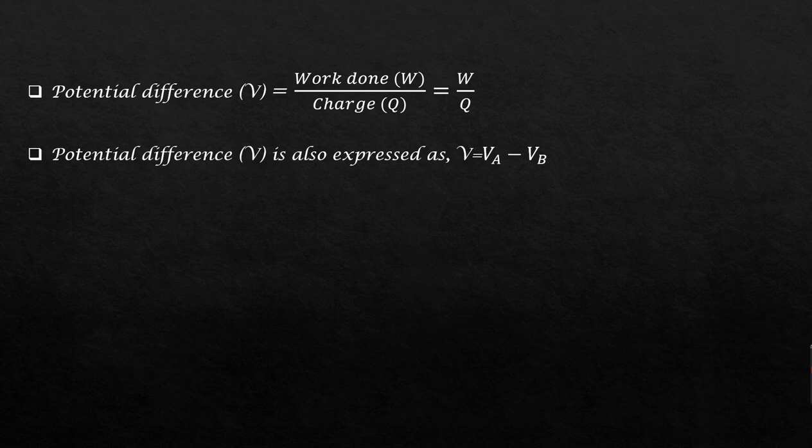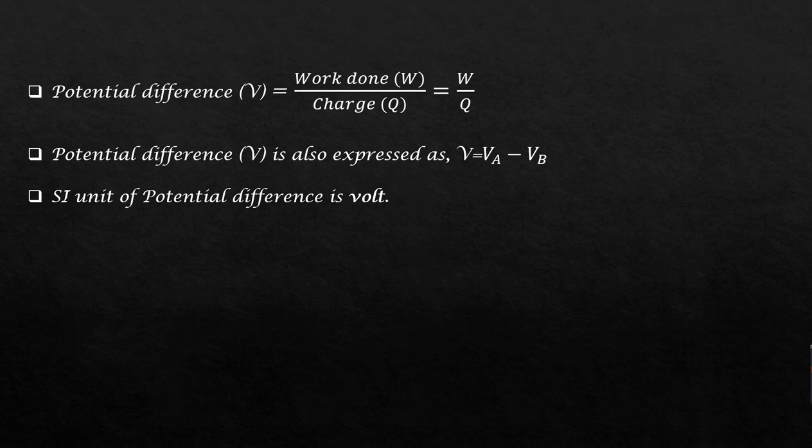And also I told that there is a difference in the potential at the two ends. So if I say that the potential at point A is VA and the potential at point B is VB, then if I take the difference, I'll get my potential difference. So this is also the other way to find the potential difference. The SI unit of potential difference is volt. This is important, you have to learn this.